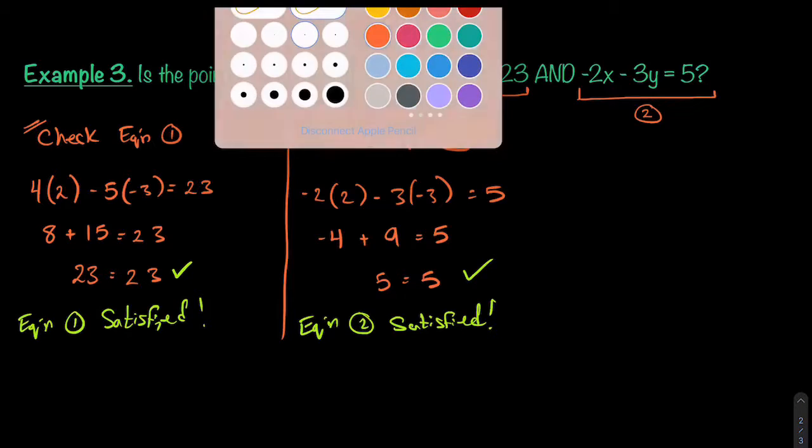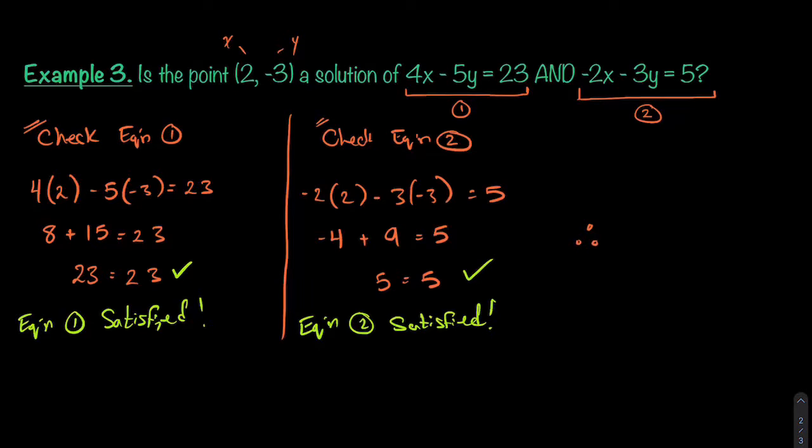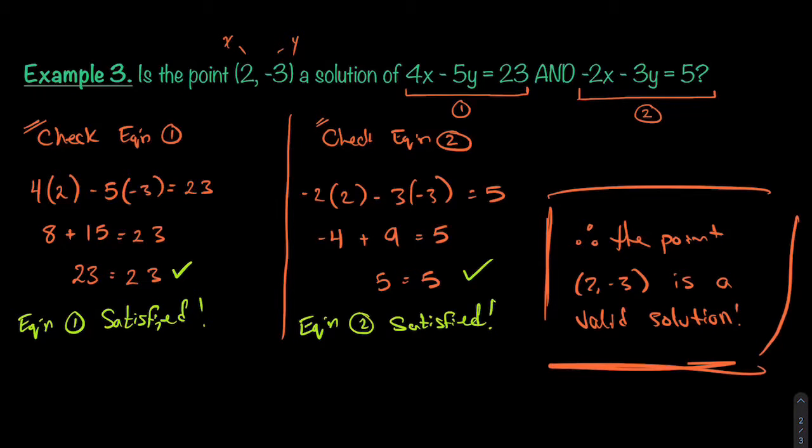So therefore, what we can say, and I want you to put a statement like this at the end of every question just to communicate: therefore, the point (2, -3) is a valid solution. Great. And that's all you have to put for something like this. The point (2, -3) is a valid solution.